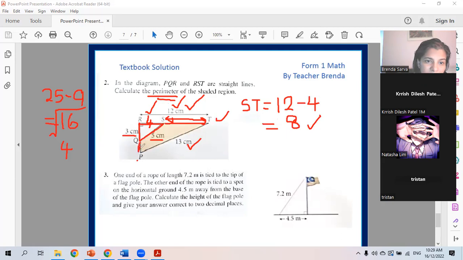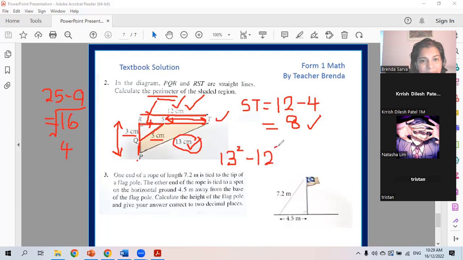So now how about this one? How about QP? How do I find QP? Very simple. Look, again, there is a triangle here. So 13 squared, you must minus 12 squared. Okay, and I think this would be how much? What is, guys? Let's do this. What is 13 squared minus 12 squared, sorry?